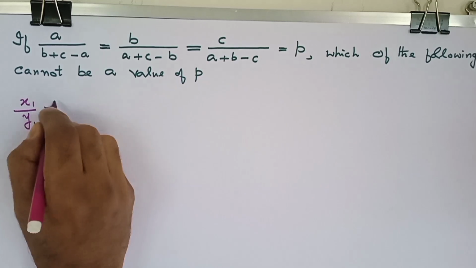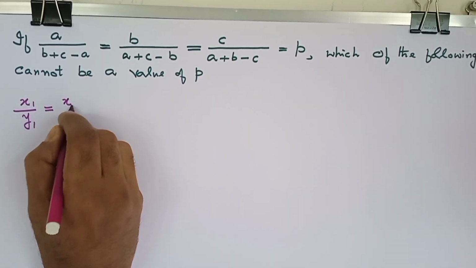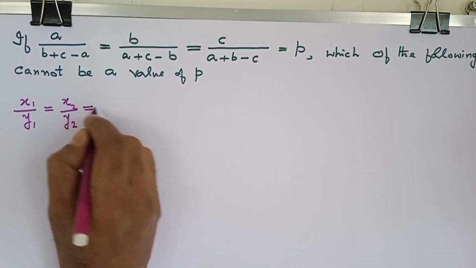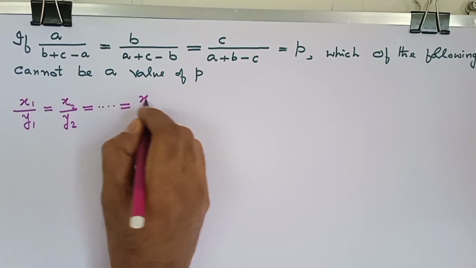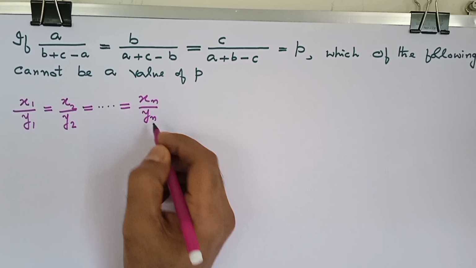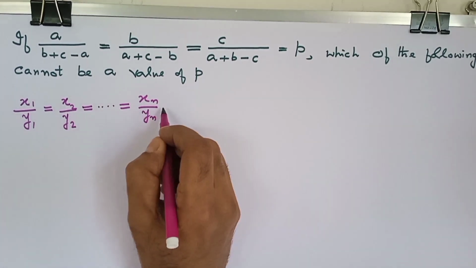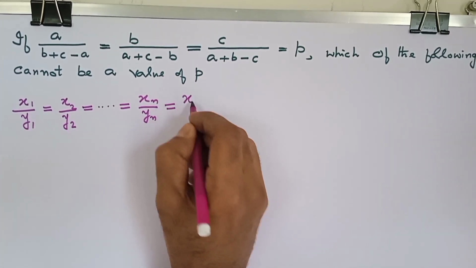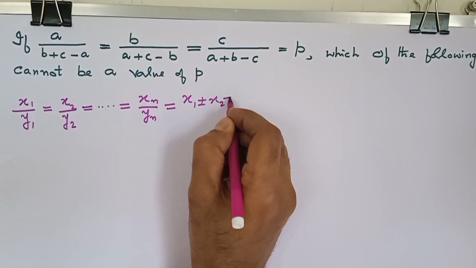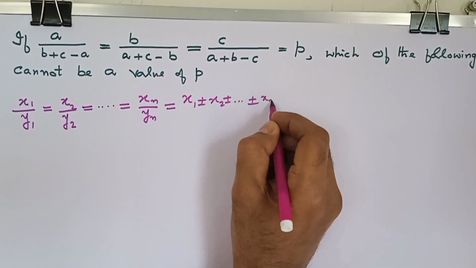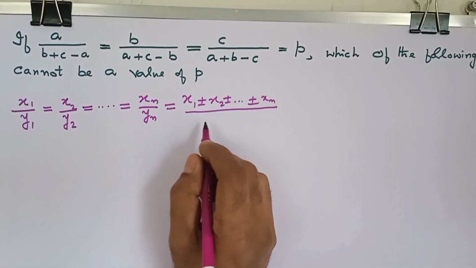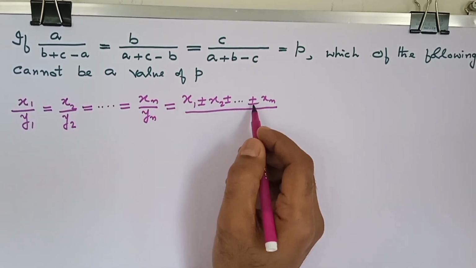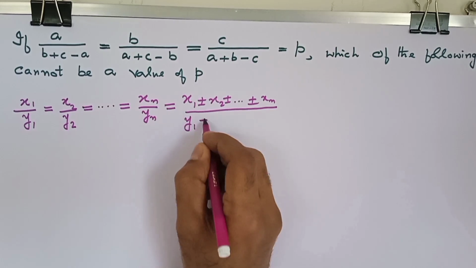Given n ratios, given n ratios being equal, then each of them is equal to another ratio which is obtained by collecting all the numerators and then putting plus or minus sign as shown here, then denominator in the same way.